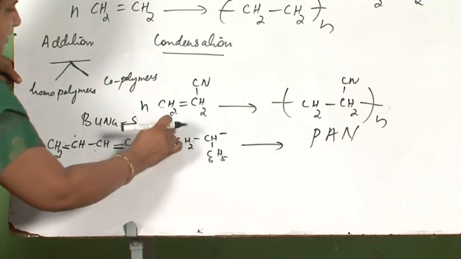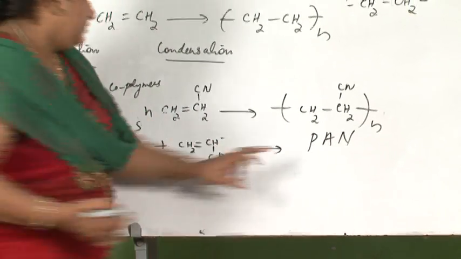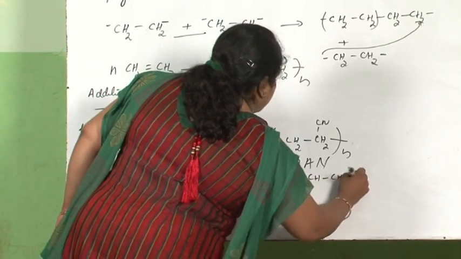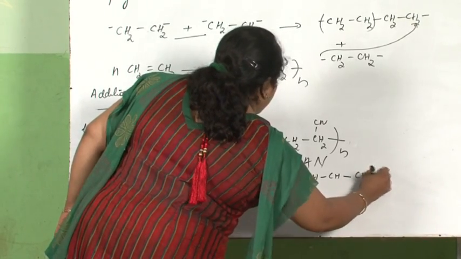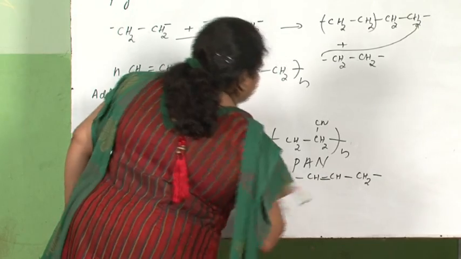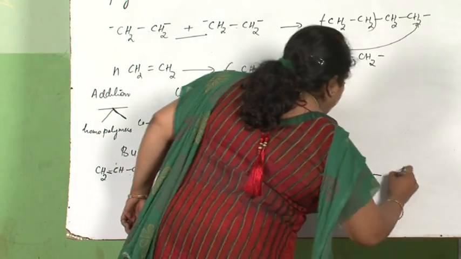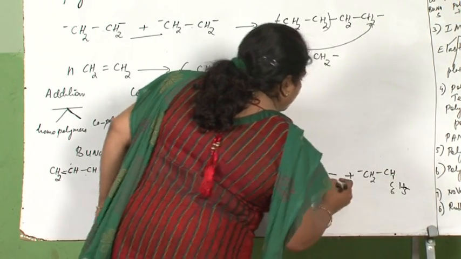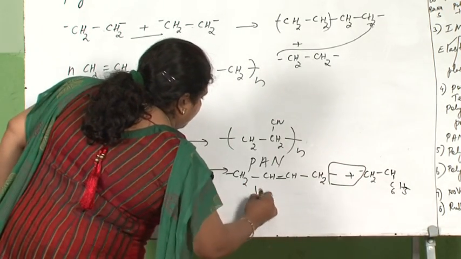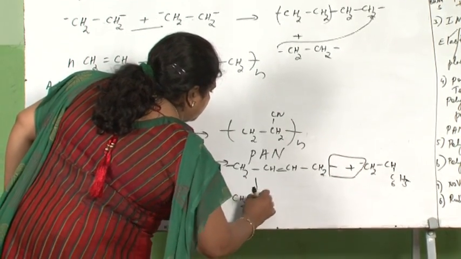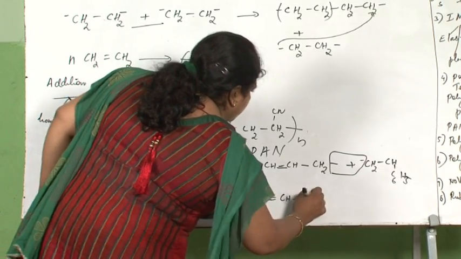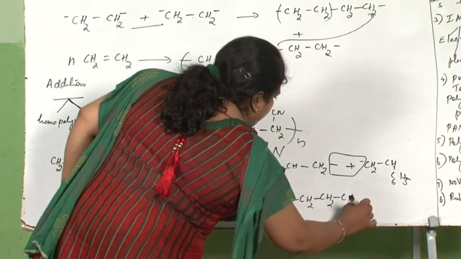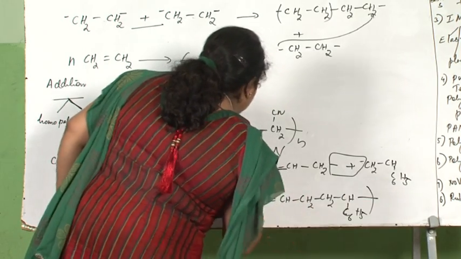As previously, it was like this; you can make it out, I will write it here. CH2, single bond CH, again single bond CH, single bond CH2. Here one valency, these two valencies combine, plus in this case CH2, CH, C6H5. These two bonds combine together and you will get CH2, CH, double bond CH, single bond CH2, CH2, CH, C6H5. This is a single unit.